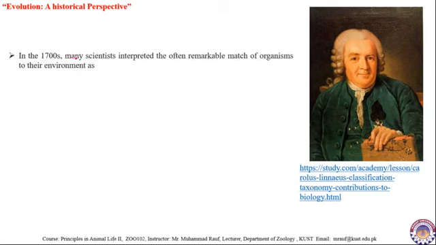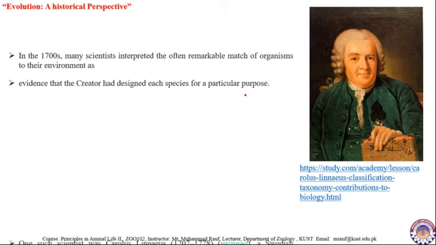In the 1700s, many scientists interpreted the often remarkable match of organisms to their environment as evidence that the Creator had designed each species for a particular purpose. In the 1700s, scientists studied organisms in different environments, and just like the example we studied in the first slide, where the moth was perfectly suitable to the environment where it was found, many examples were reported where organisms were perfectly suitable to their environment, and therefore they concluded that the Creator had designed each species for a particular purpose.